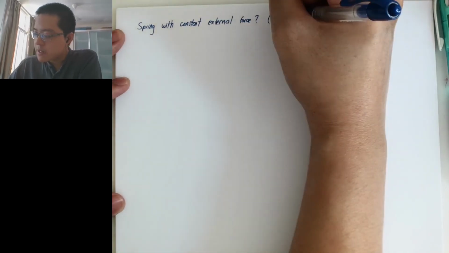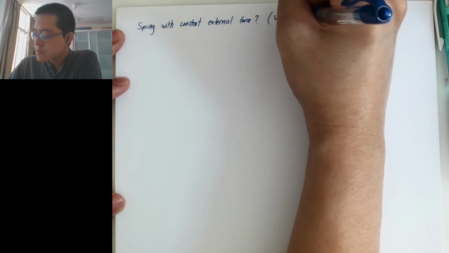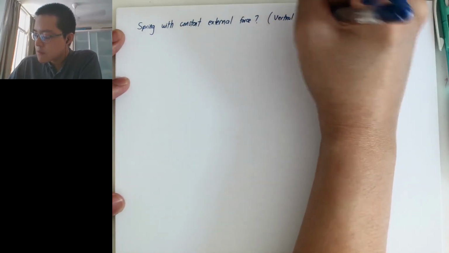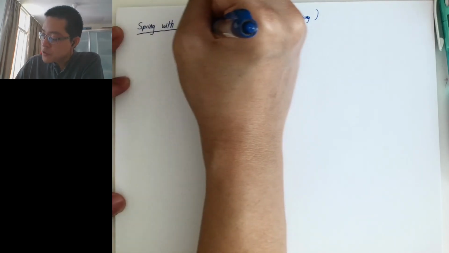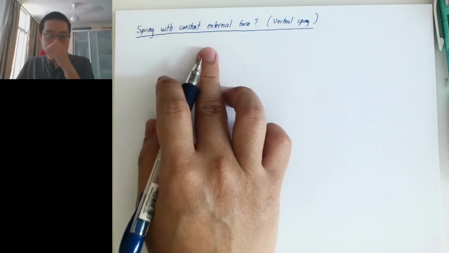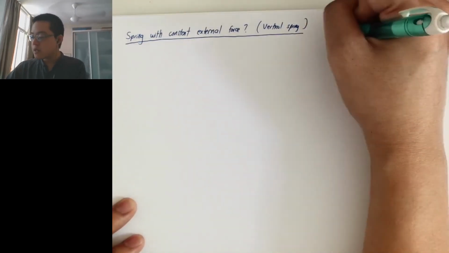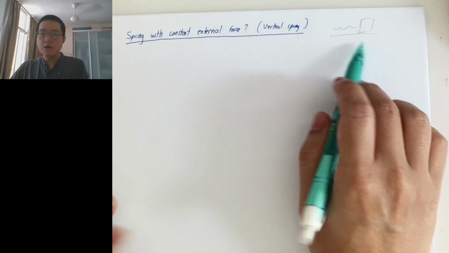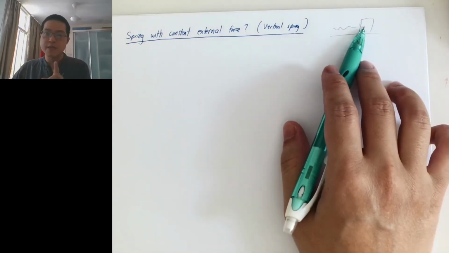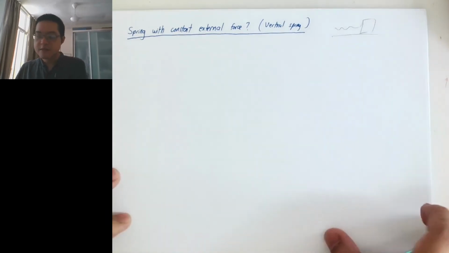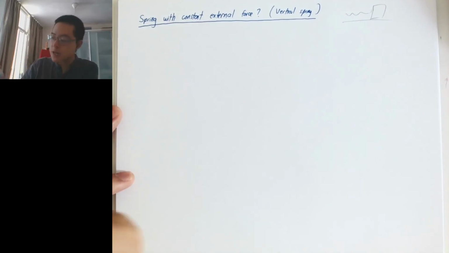Okay, so a common situation is I have a vertical spring. I want to prove to you that even with a constant external force, the frequency of oscillation is the same. The frequency will be the same, just that the position will be slightly different from the original situation. Originally I have a horizontal spring, where there's only one force acting on the object, the spring force, Hooke's law, right? But if I have a vertical spring, then I have gravity now. So how do I solve this?